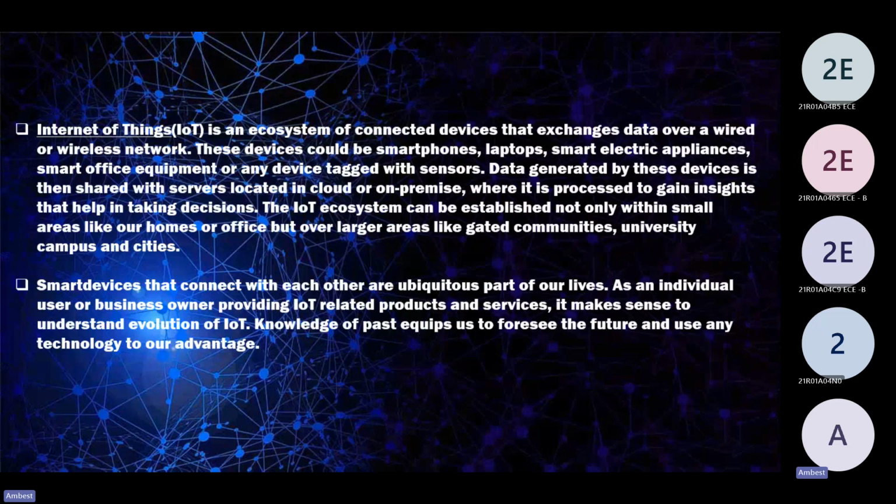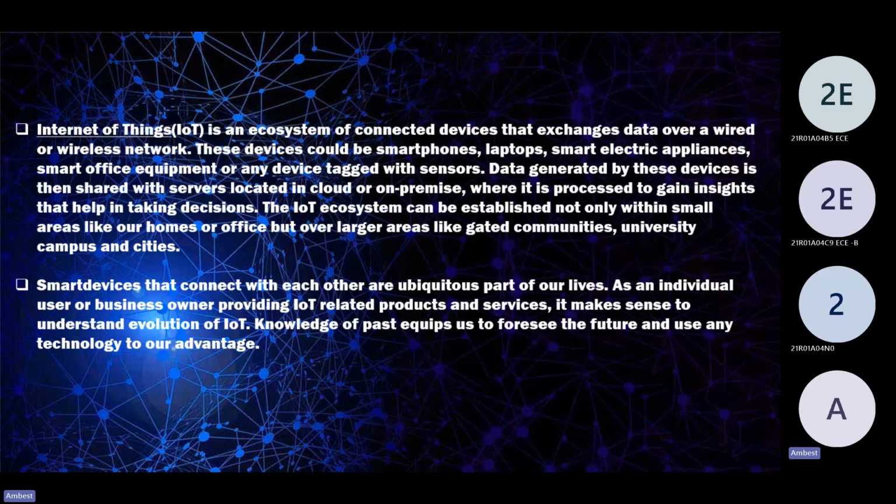Actually, IoT is an ecosystem of connected devices that exchange data, as I have said before. These devices include smartphones, laptops, smart electric appliances, smart office equipment, and so on, tagged with sensors. The sensors and software, along with digital machines and consumer objects, are inbuilt with tagged sensors. It is a transmission of data which helps the gadget help us. Most of this IoT will help us in our daily work and security alerts.